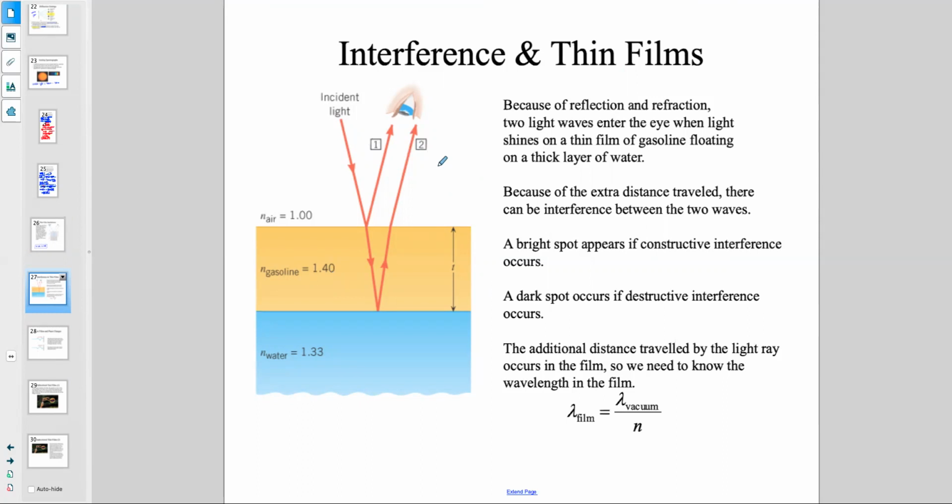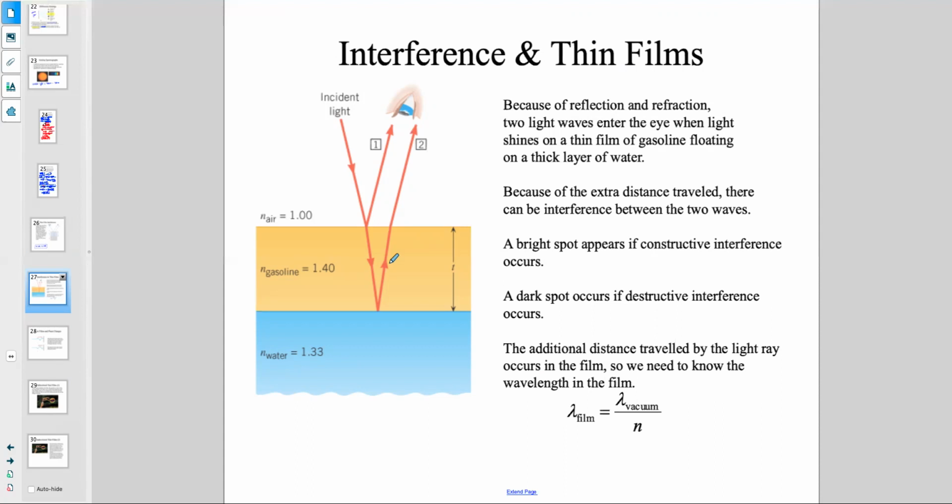Because of the extra distance traveled, there can be interference between the two waves. Ray number 1 gets here, but ray number 2 goes all the way down and then all the way up, so it travels an extra length. The brightest spots appear if constructive interference occurs, and a darkest spot occurs if destructive interference occurs. The additional distance traveled by the light ray occurs in the film.